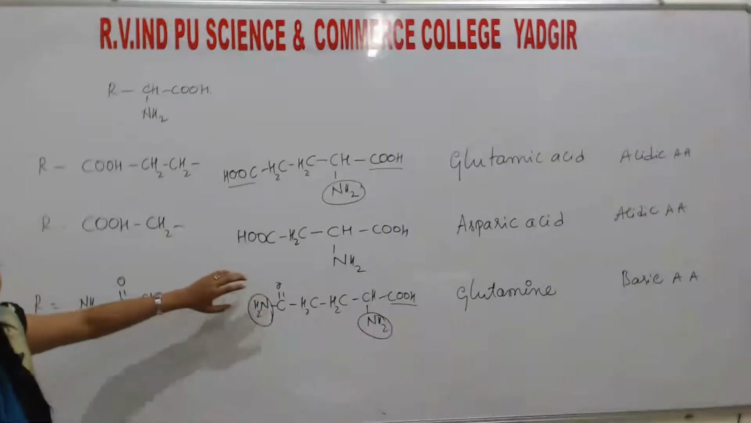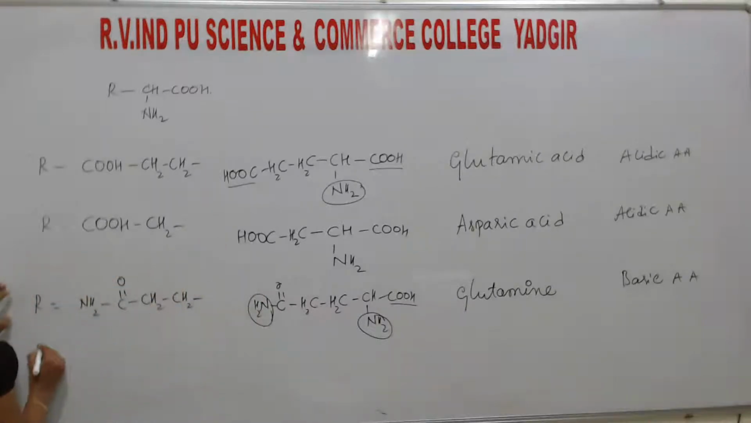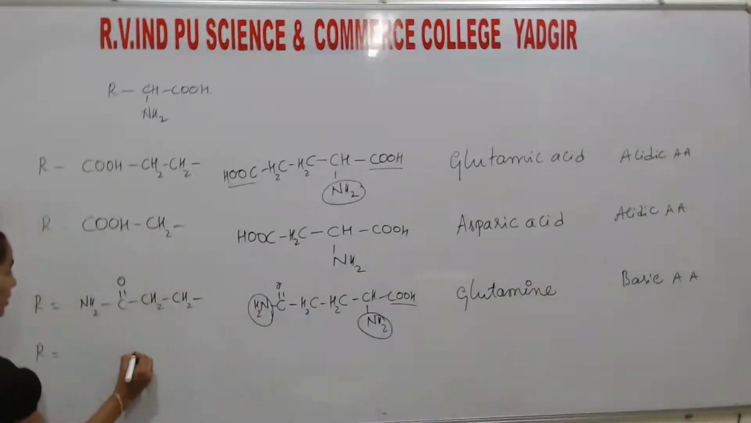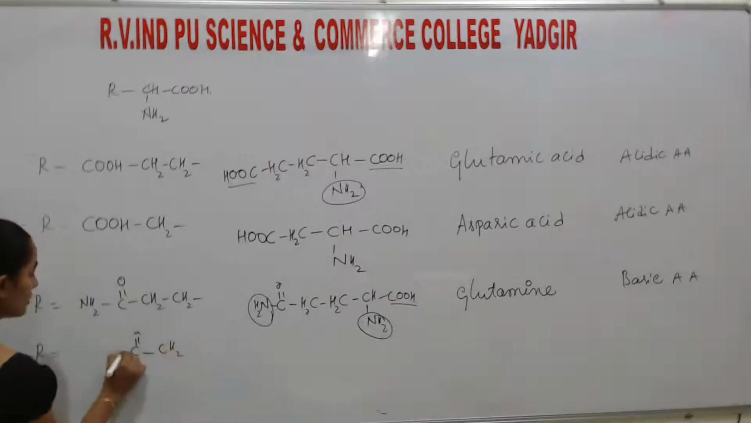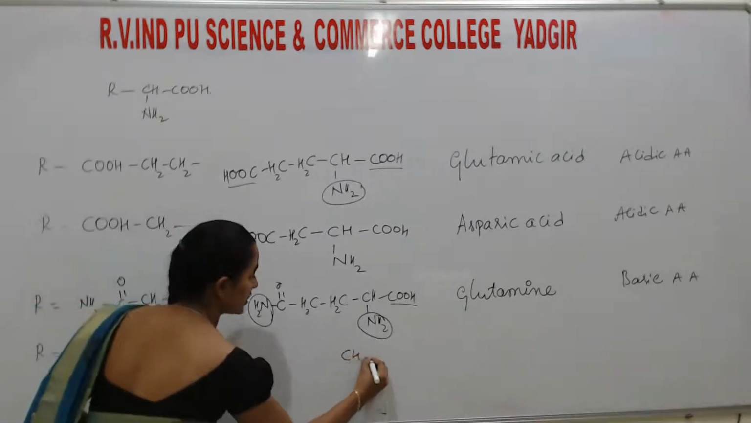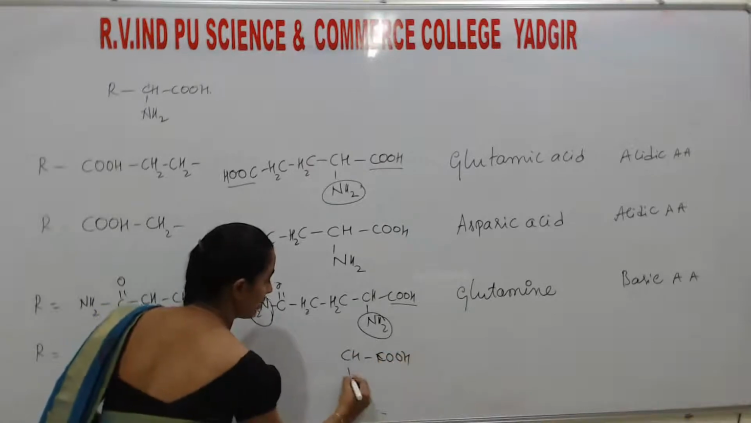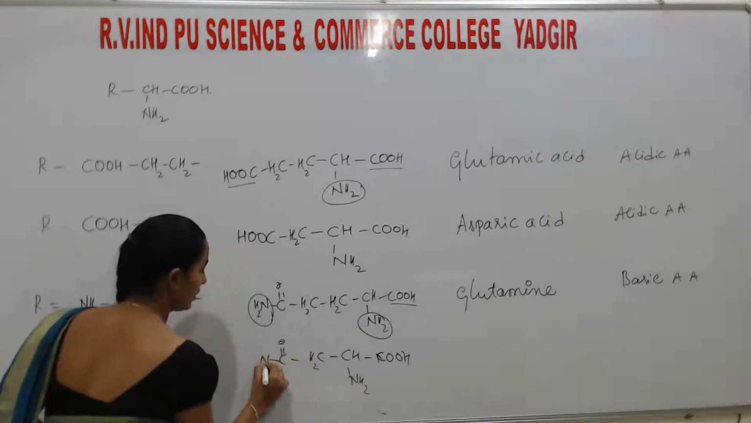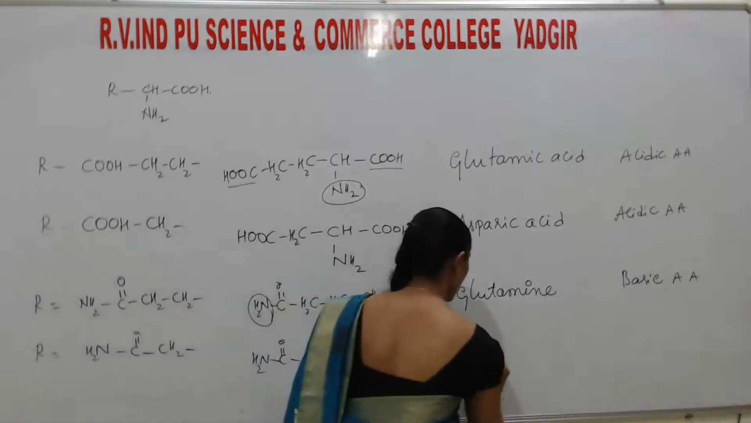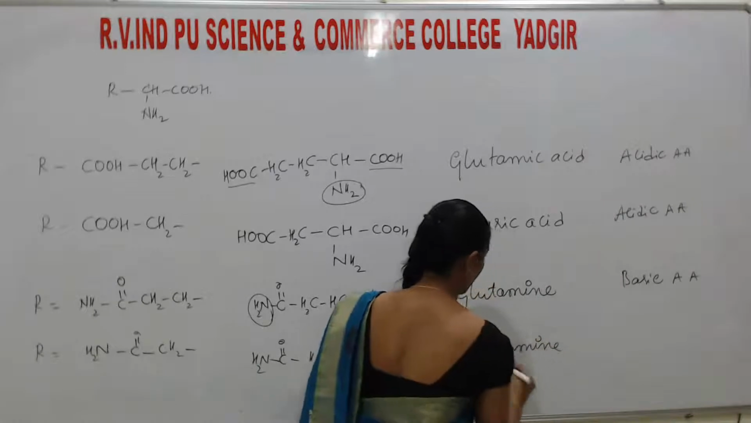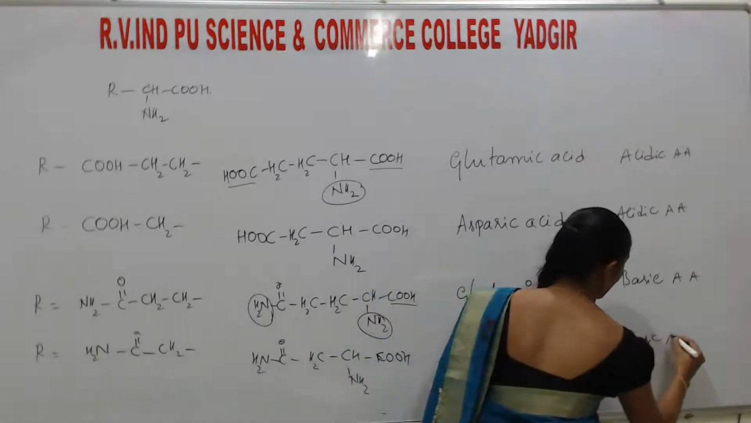Next another one is asparagine. Here the R group: COOH, CH2 is there, correct? Here C double bond O, CH2, NH2. So it will become CH, COOH, NH2, and this one is CH2, C double bond O, NH2. So students, this is asparagine. This is also a basic amino acid.